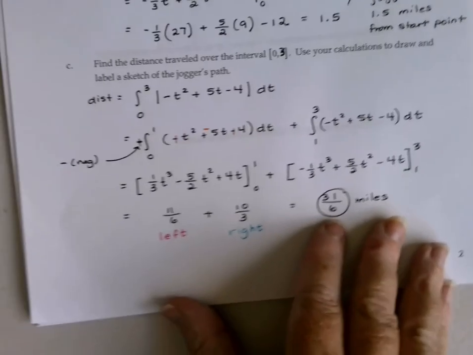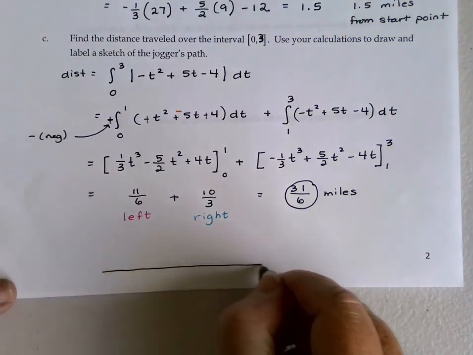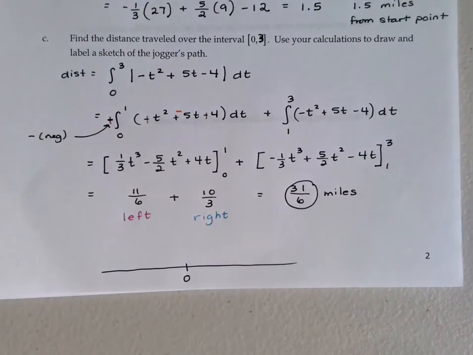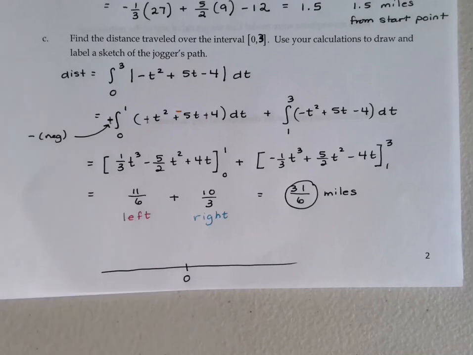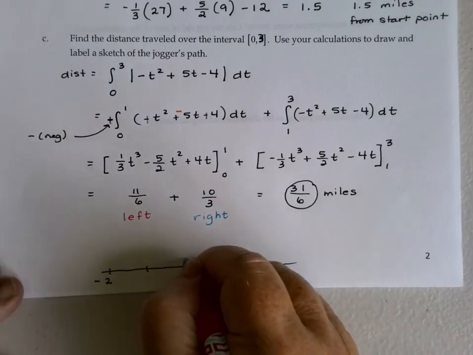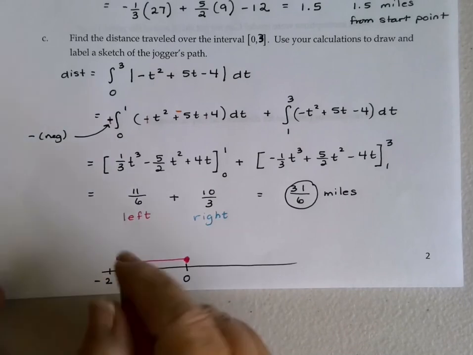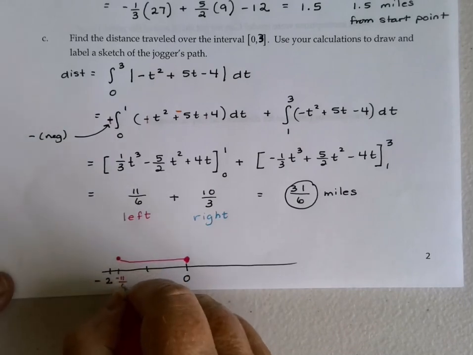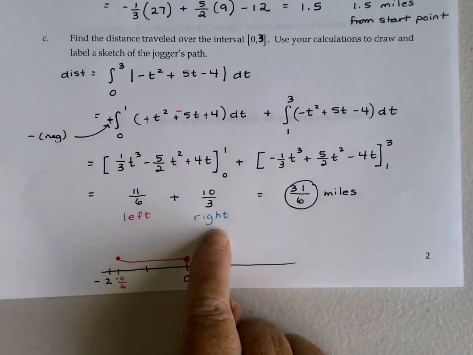So if I want to draw a sketch of my jogger's path, it would look like this. I'm going to consider the starting point to be 0. It's arbitrary, right? Wherever we start, we're calling that x equals 0. And I'm going to begin by showing that this person's going to go left 11/6, or minus almost 2, right? So on my number line, I might label that negative 11/6. Then they're going to go back to the right 10/3.